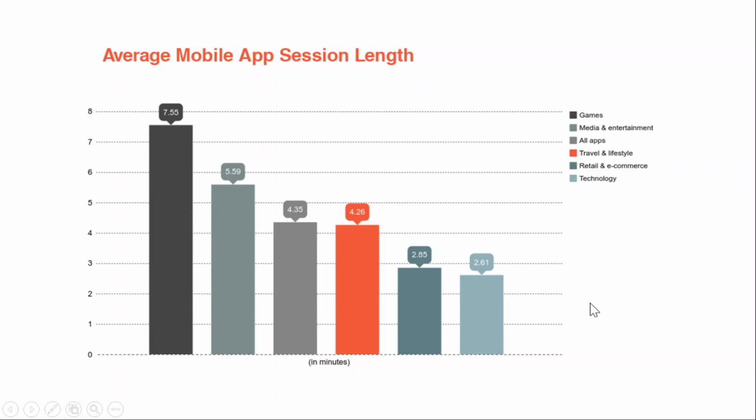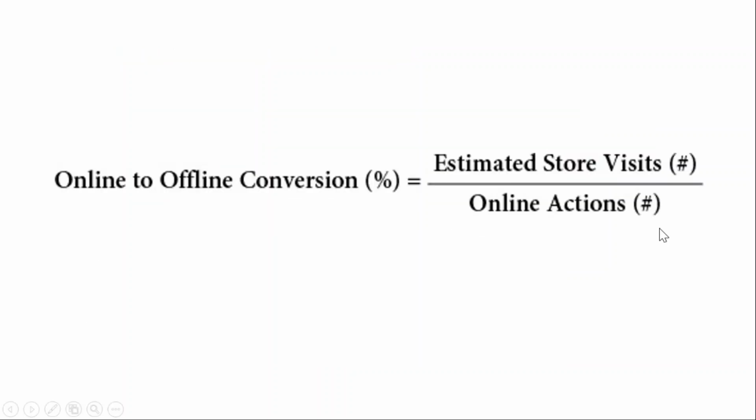Different mobile apps have different average session lengths. Games is the highest by far. Media and entertainment is the second highest, and then so on. I would expect maybe if we got updated data on this, we might see that media and entertainment is now higher because the average session time on YouTube nowadays is very, very high.